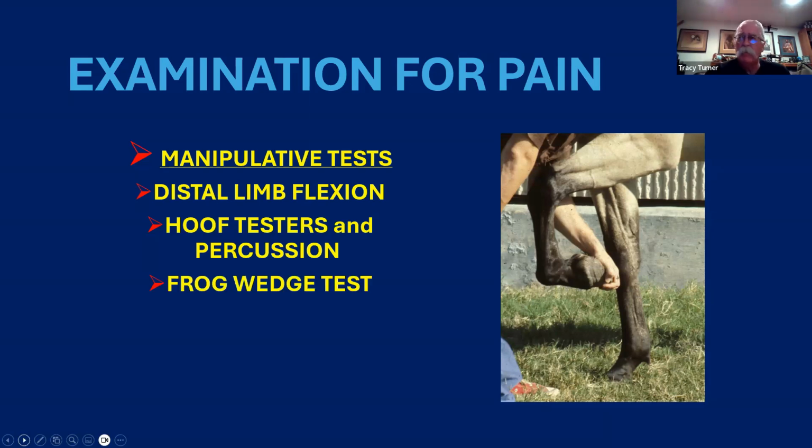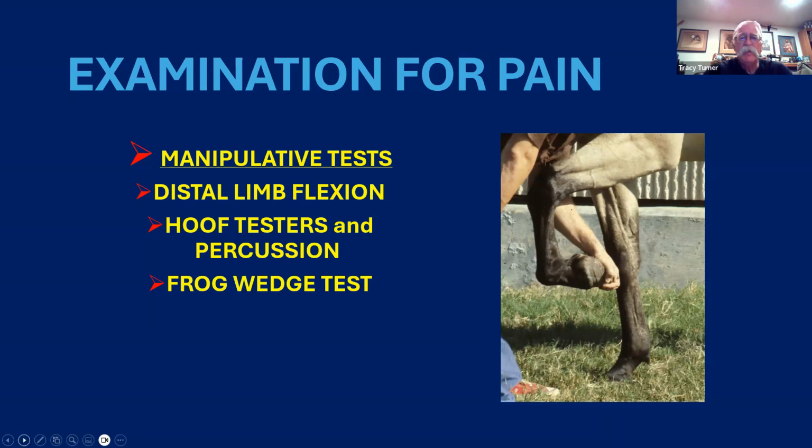And I'm also a big fan of the wedge test. The frog wedge test is where a 2 centimeter wedge is set underneath the frog. The opposite leg is picked up, and the horse has to bear weight fully on this wedge up through the frog. So I found it to be an excellent test for looking at navicular bursa or pain on the bursa side of the navicular bone.